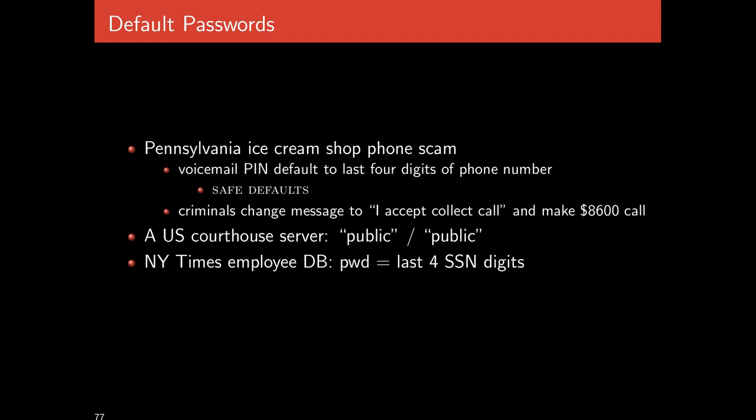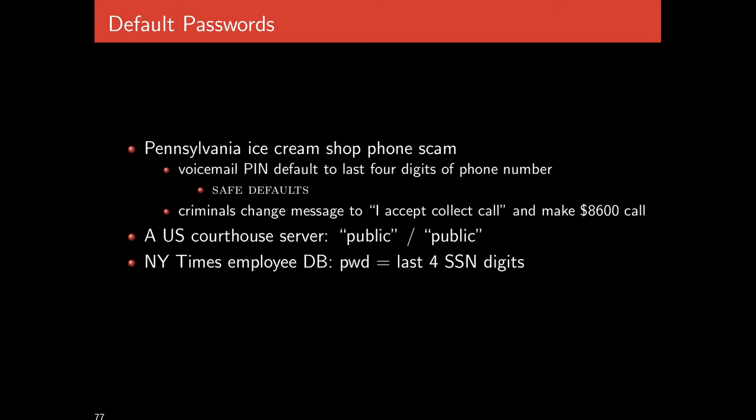So anyone who can call in to this voicemail system, unless you go out of your way and change the PIN for your voicemail, will be able to do that. And so what's the harm? It's not that crucial. Well, what the criminals did was they changed the outgoing voicemail message to "I accept collect calls." This has the effect that when an incoming call goes to voicemail, if that incoming call is a collect call, the operator is waiting for a message of the form "I accept the charges, I accept the collect call," and hears it. So the attackers were then able to incur thousands of dollars of actual bills to this ice cream shop by having collect calls get accepted automatically.